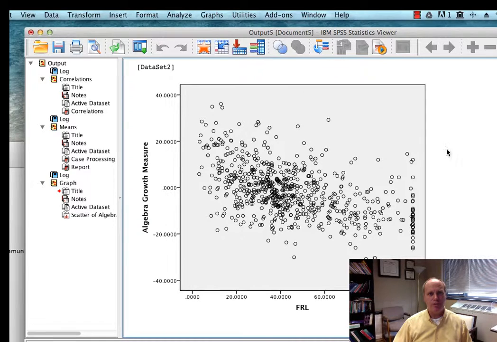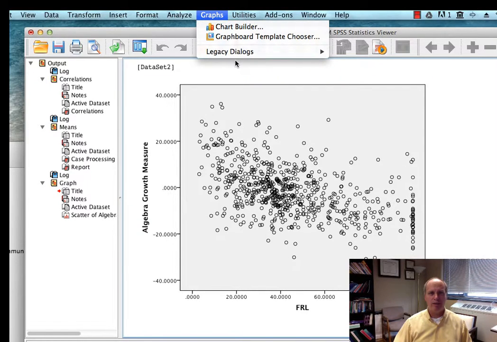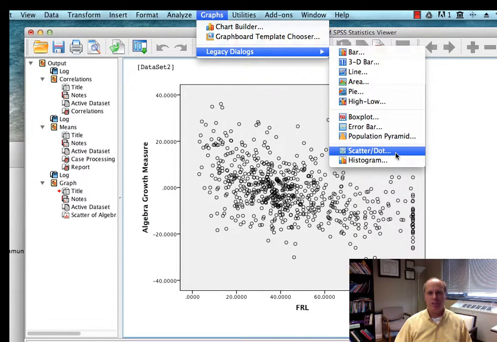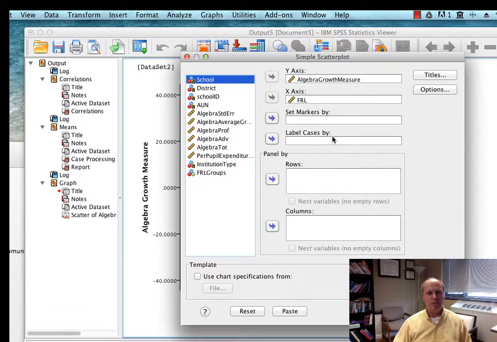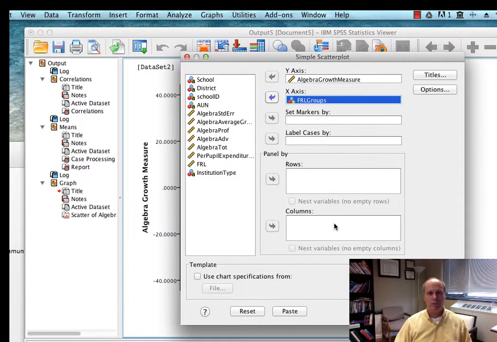If I was instead to create the same graph, and again, I don't think you would ever do this, but it's kind of interesting to think about, but instead of using free and reduced lunch, use free and reduced lunch groups. What would you expect to get, and how would that be related to the scatter plot I just showed? I'd ask you to stop the video right here, think about that, and then start it back up and you'll see how it looks.